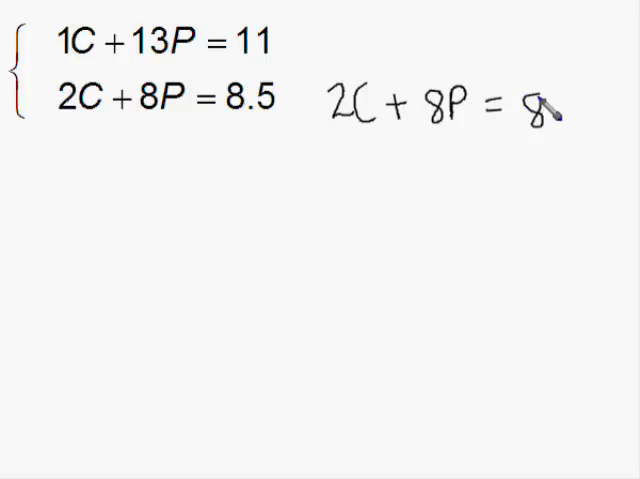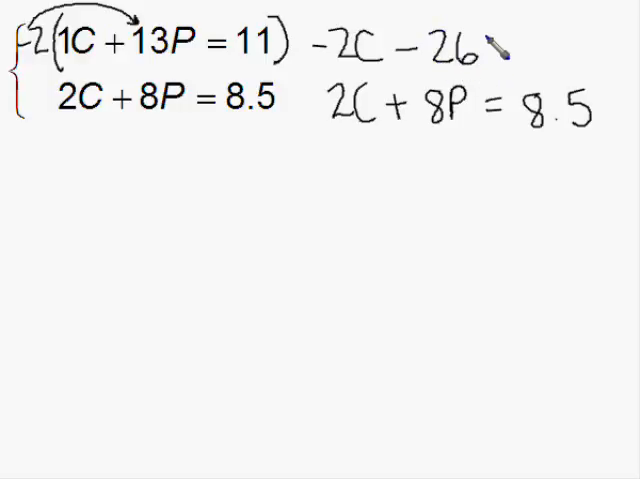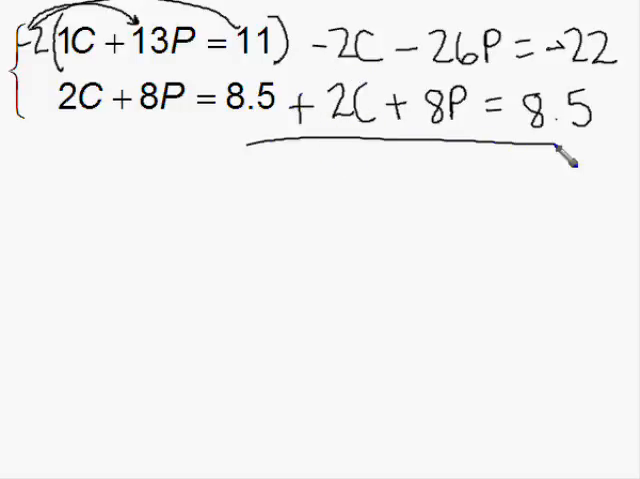So to get the equation with 2c, I just merely copy the second equation. To create the equation with negative 2c, I'm going to take the first equation and multiply through by negative 2, because negative 2 times 1c gives me a negative 2c. Multiplying negative 2 times 13p gives me negative 26p. And finally, negative 2 times 11 gives me negative 22.